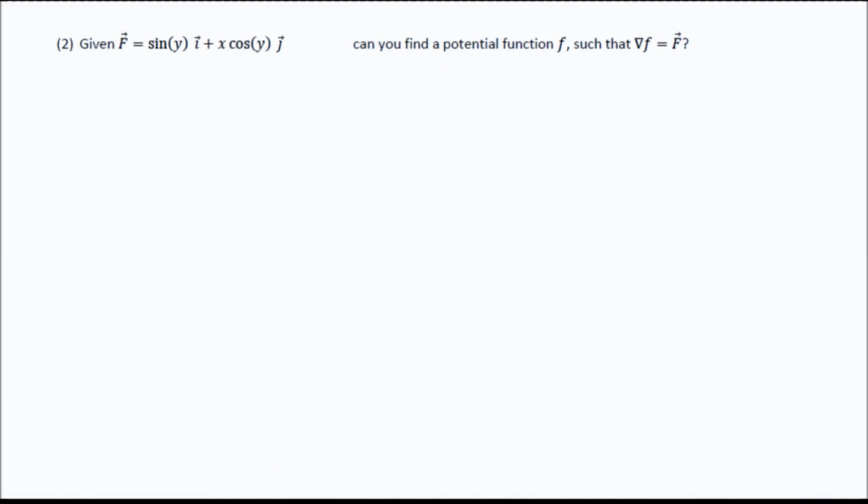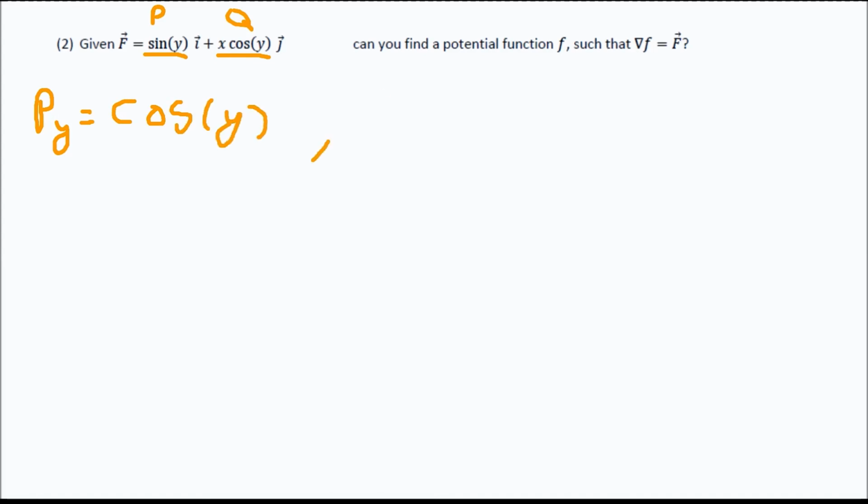Next example. Given my vector field here. So again, my P and my Q. So again, I would suggest check Clairaut's theorem first. And again, I'm just going to do this very quickly now, if you just did that previous example. So P partial y. Well, what's the derivative of sine of y with respect to y? Cosine of y.